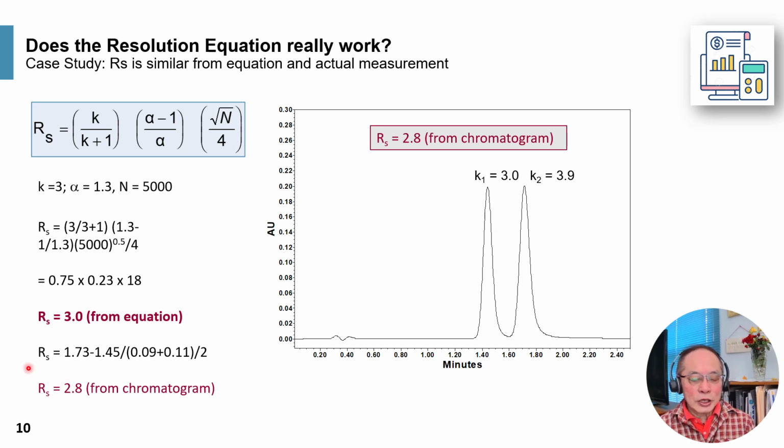The actual calculation using the formula for resolution, which is the difference of the retention times over the average peak width at the base, gives you a measured resolution of 2.8 from estimation from the chromatogram. So this indicates that the resolution equation works pretty well and gives you a very close approximation to the actual measured value.